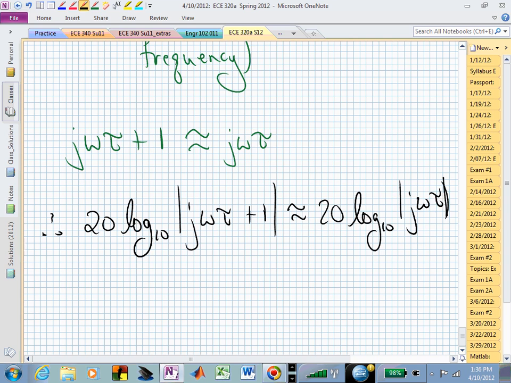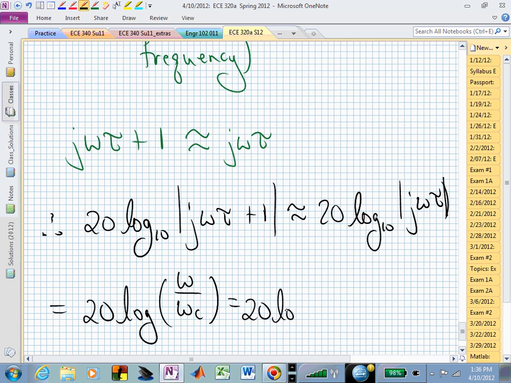And what else do we know about tau? We could actually rewrite this. Is that okay? We're going to replace tau with 1 over omega c, because omega c is our break frequency, and that's what we're interested in. And now we can go back and say, I remember my logarithmic relationships. When I divide, the log of a quotient is the subtraction of the logs.